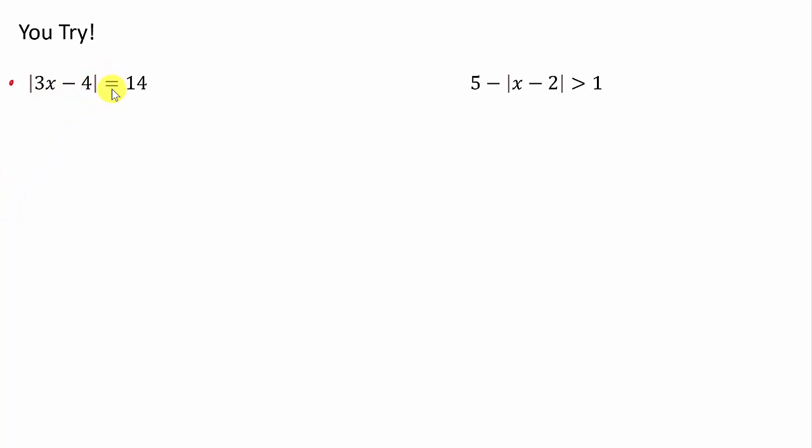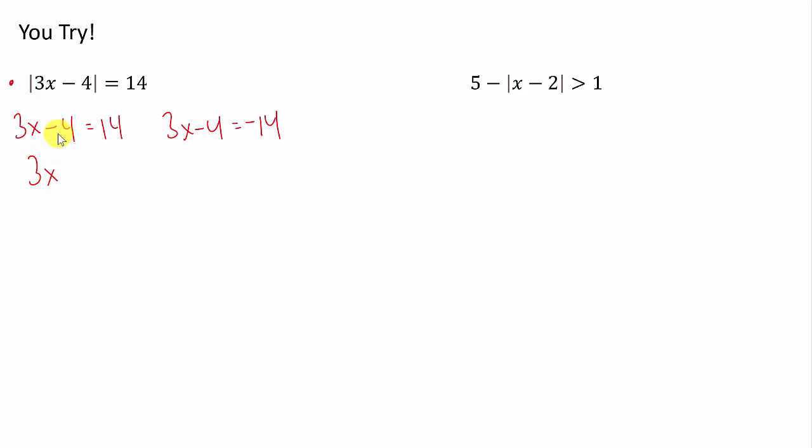Okay, this is an equal sign. So we're going to take everything inside our absolute value and set it equal to +14, and we're going to take everything inside and set it equal to negative 14. And this is equal, so it doesn't really matter which one you do first. You can do the positive or the negative 14 here.